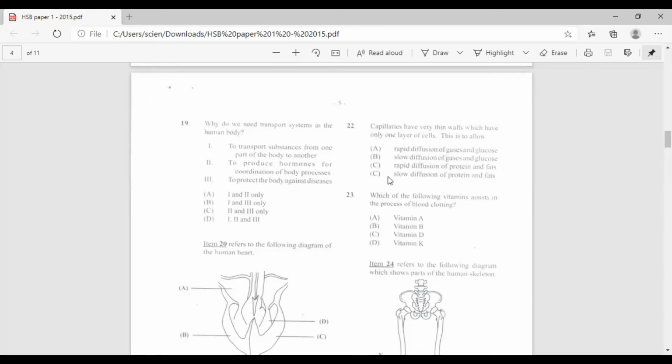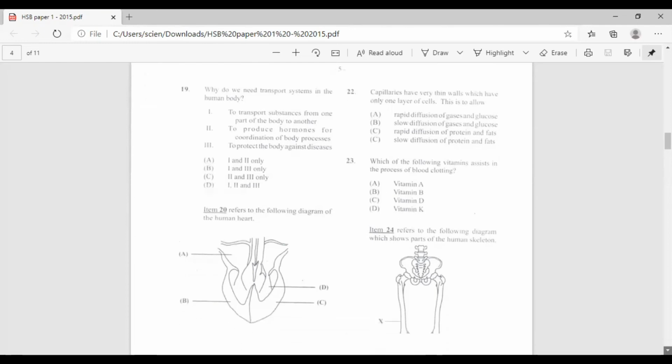So 23, which of the following vitamins assist in the process of blood clotting? So we have A, vitamin A, B, vitamin B, C, vitamin D, and D, vitamin K. So for 23, the answer would definitely be D, vitamin K.